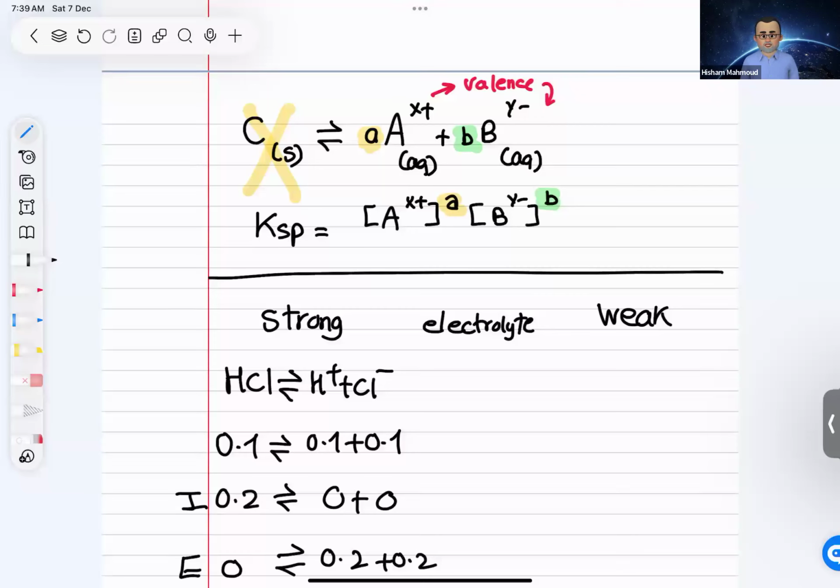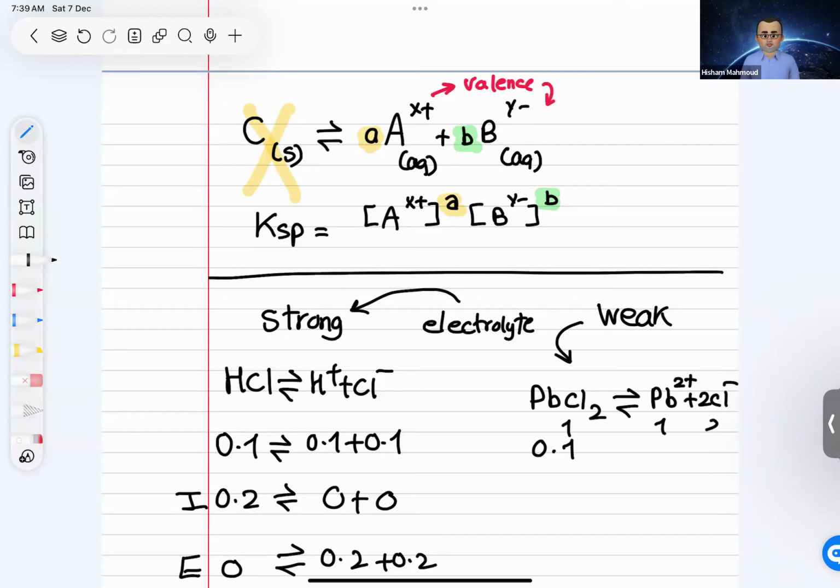The weak electrolytes will be different, because if I have, for example, lead chloride, broken down into lead and the two chloride ions, I don't know how much will be broken down. So if I started with 0.1, I don't know how much of it will be broken down. If the ratio is 1 to 1 to 2, the products are initially 0, but how much will form, I don't know.